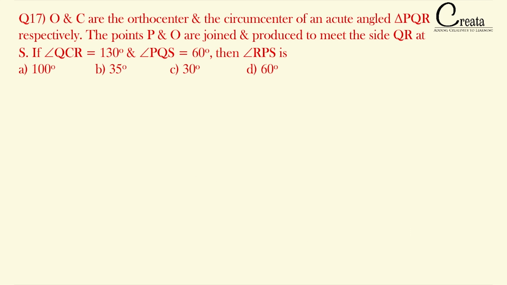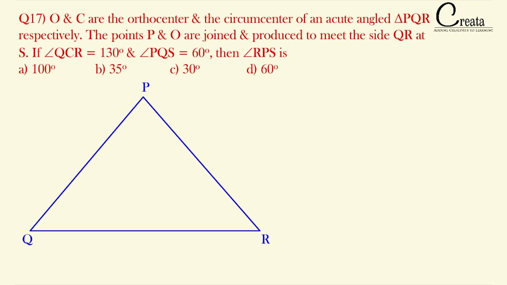Let's approach the question. Our first step, we will visualize and observe the question. In this question, a triangle PQR is given. Okay, let's take the triangle PQR. Point O and C are given as the orthocenter and the circumcenter. Further, it is given that points P and O are joined and extended to meet the side QR at the point S.